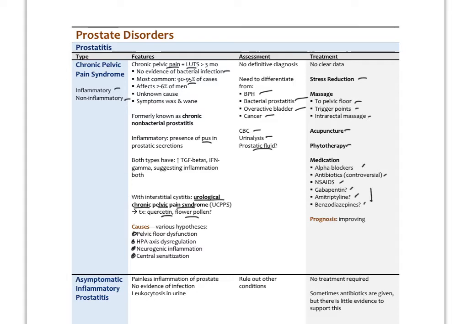The prognosis is improving with new therapies, but this is still a very frustrating problem for a lot of males to deal with. And I talk about it at length here because it is something I commonly see presenting to more alternative or functional or integrative medicine practices because it's not something well addressed by the conventional standards right now. So that's chronic pelvic pain syndrome.